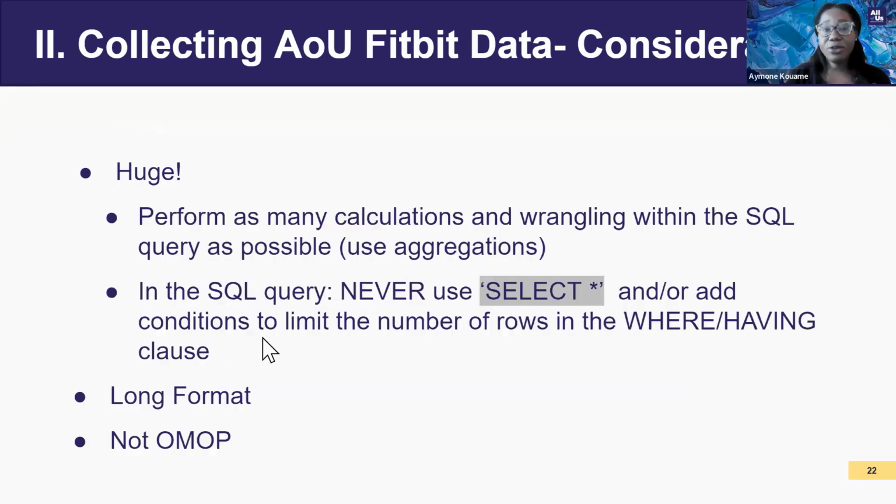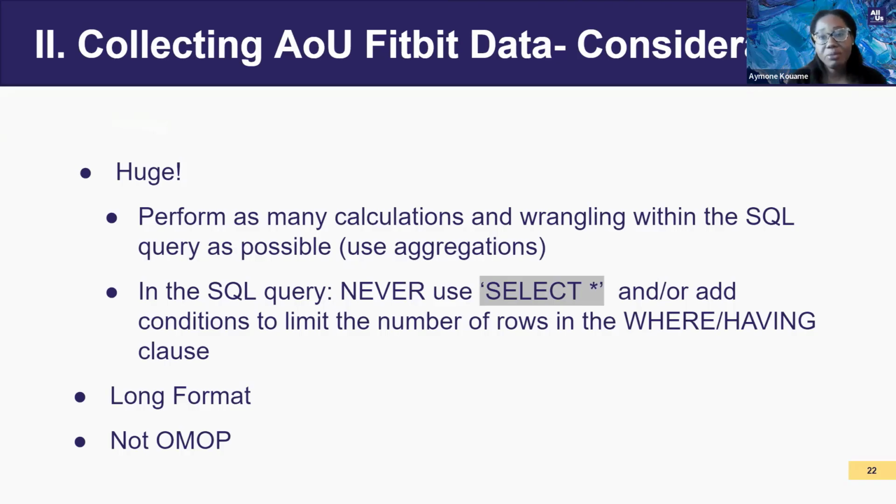If you're using the cohort builder, you can see in the query that is returned that you have aggregations there, and that is because you just can't select all the columns from the tables with Fitbit data. It will most likely crash. You have to use some aggregation.